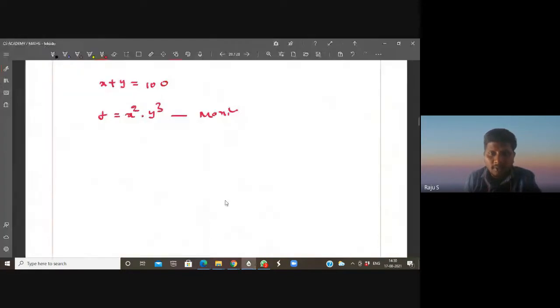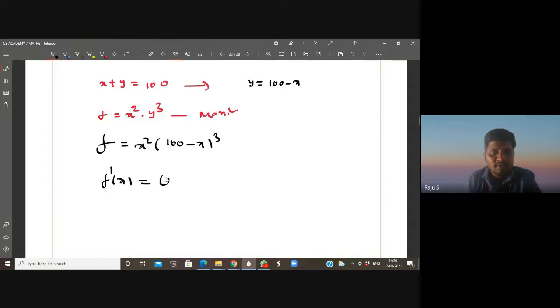Same as the NCERT procedure: from the first condition, y can be written as 100 minus x. Substitute 100 minus x in place of y, 100 minus x to the whole cube. Now find f dash of x and equate it to 0. We are going to get some x values. At that point, that is enough. You have no need to check f double dash of x and all that, if we get more than one x when f dash of x is equated to 0.